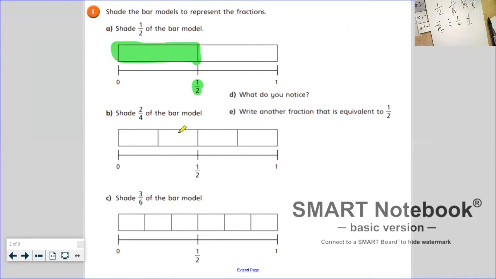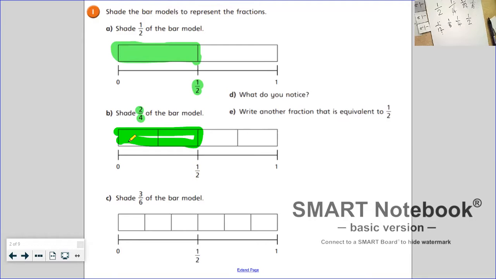And then this one says shade 2/4 of the bar model. Okay, well, I can see this has been split up into 1, 2, 3, 4. And remember, we talked about our denominator is what it's split into, and our numerator is how many you want. So I want 2 of these things we call quarters.